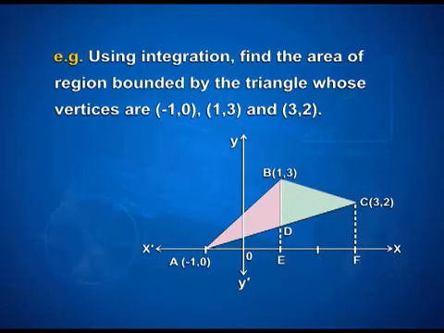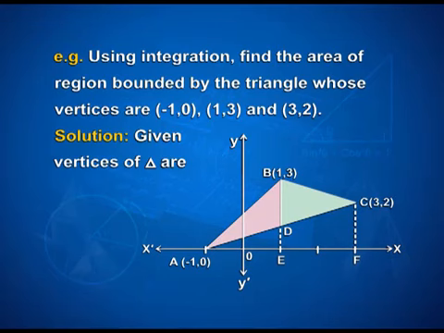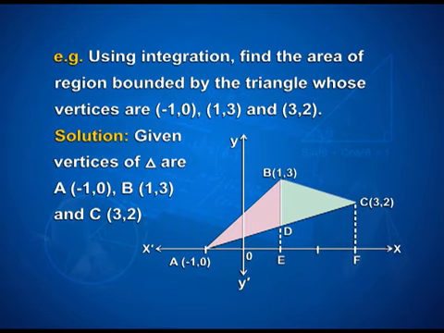Here first question is, using integration find the area of the region bounded by the triangle whose vertices are -1, 0, 1, 3 and 3, 2. For the solution, as the given vertices of the triangle are A -1, 0, B 1, 3 and C 3, 2, we can see in the figure here A is -1, 0, C is 3, 2 and B is 1, 3. We need to find out the area of the triangle between these three vertices.